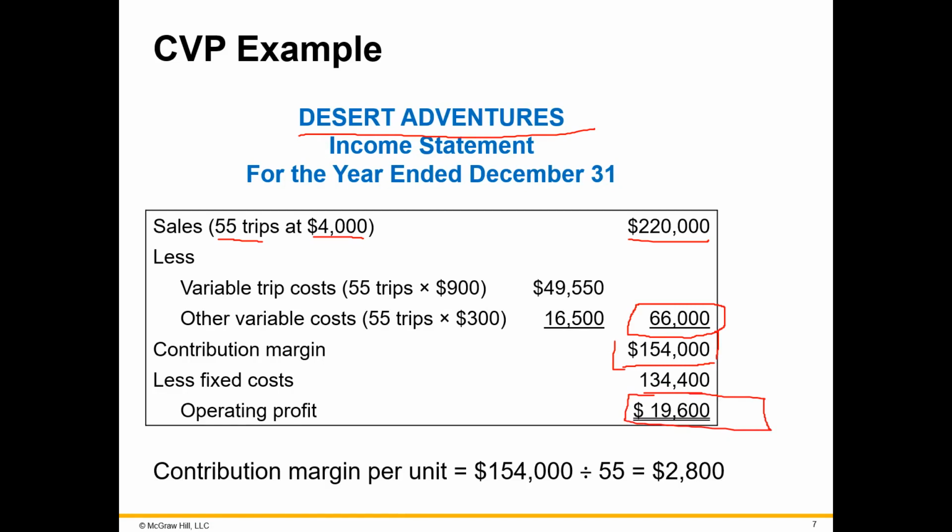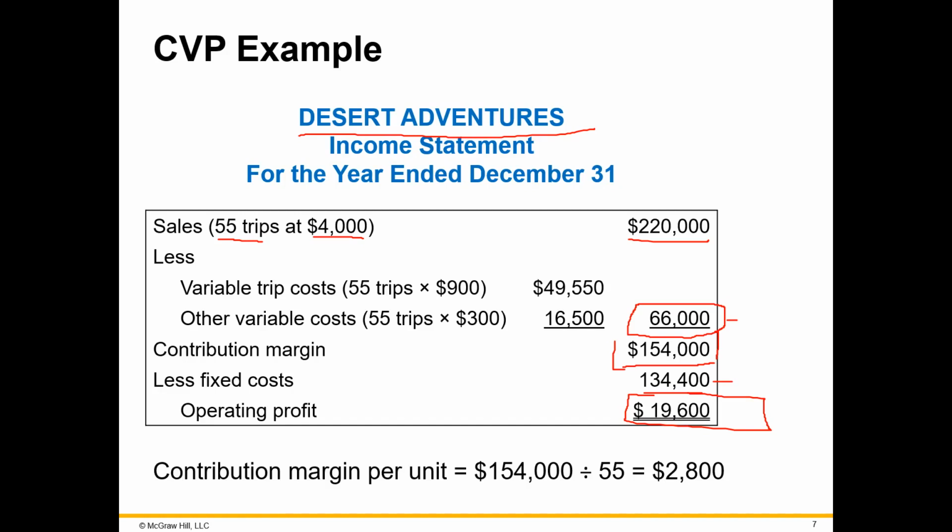So at first glance, it looks like he's making a lot of money. He made $220,000 in revenue, but after deducting all of the variable costs and fixed costs, he's left with $19,600 in operating profit. Hopefully the owner's salary is part of fixed costs or perhaps a component of variable cost. If not, if his only income is the $19,600 for the year, then that's not really a lot of money.